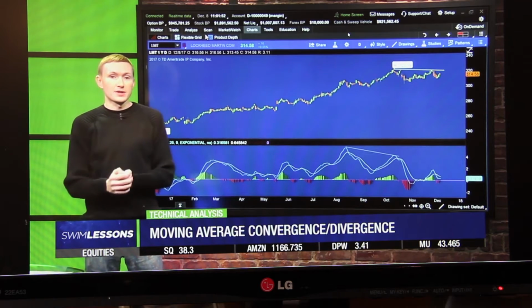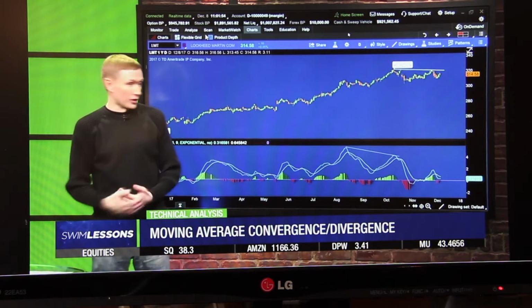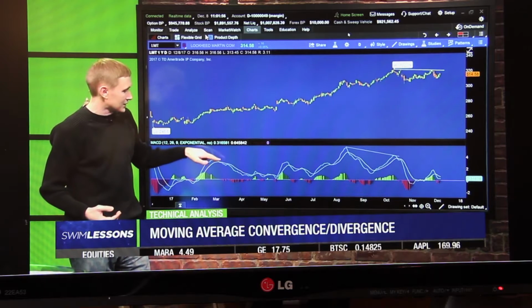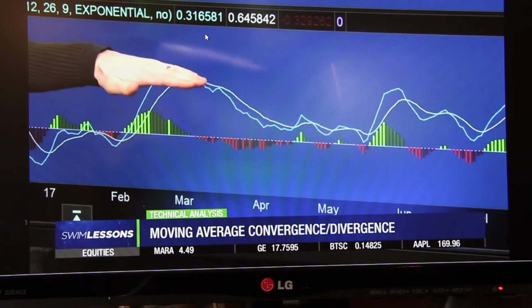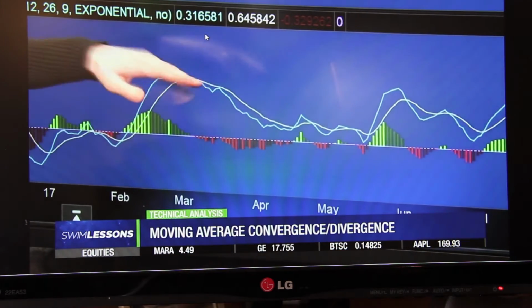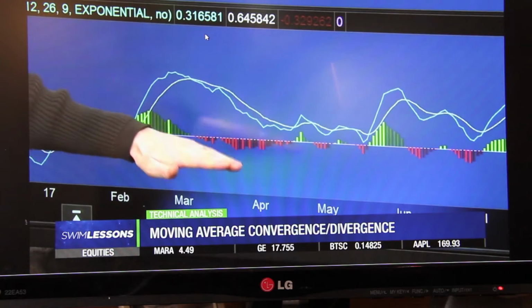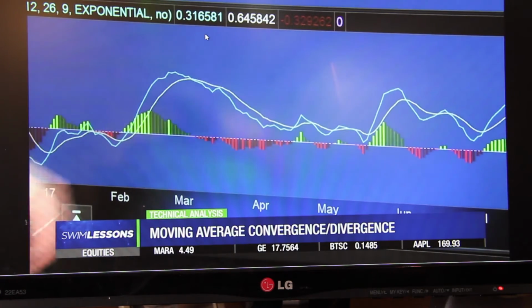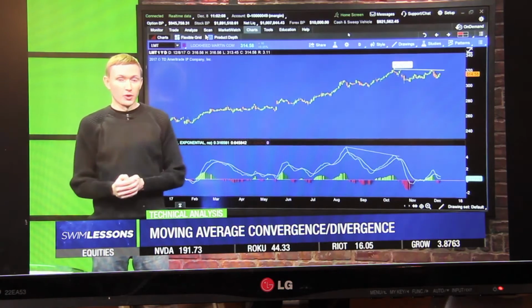As far as what these trade signals are and when to look for them: when the MacD line is above 0, that's where we can be looking for bullish trades. If the MacD line is below 0, that's when we'd be looking for bearish trades. And the signals are coming off of those different crossovers.